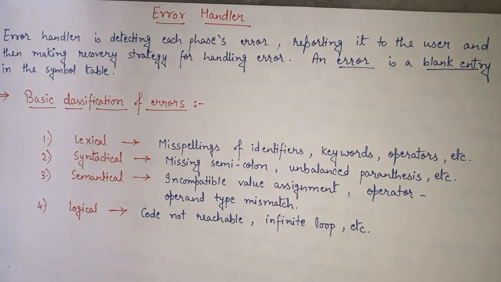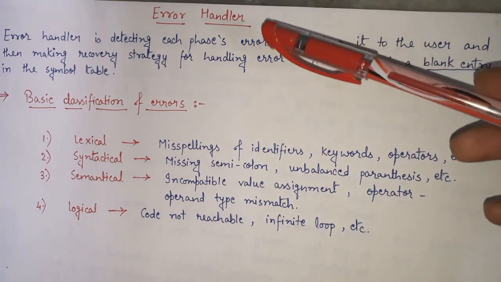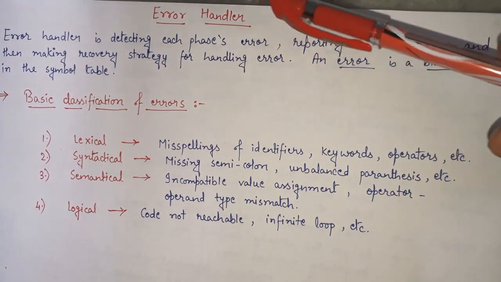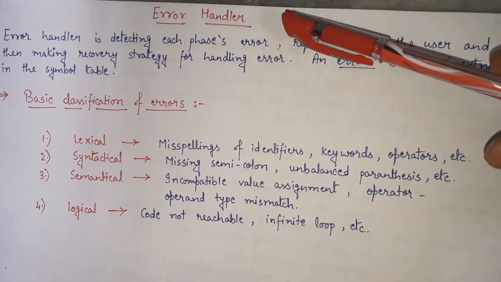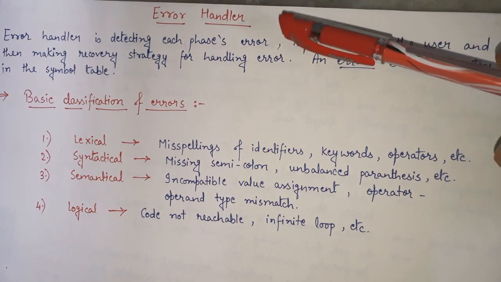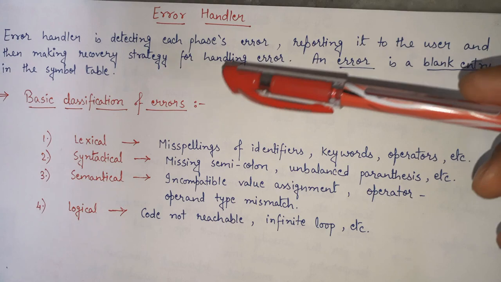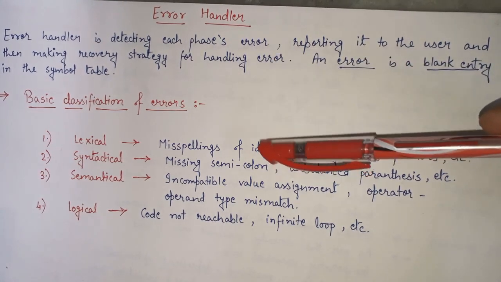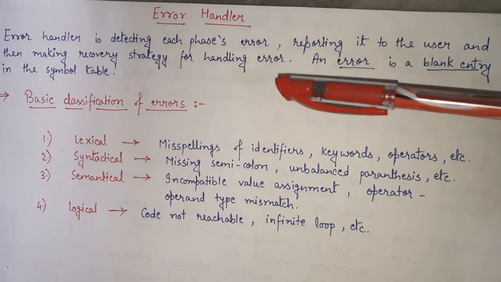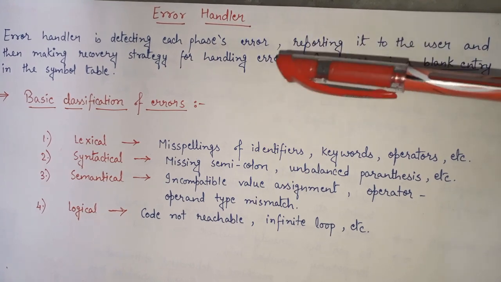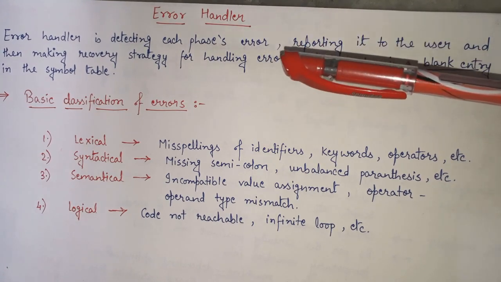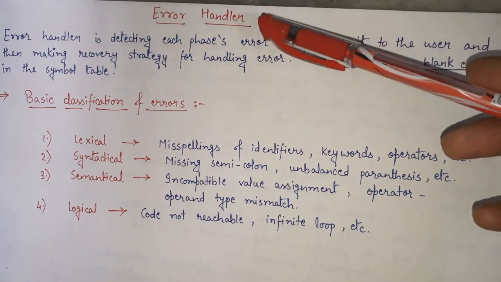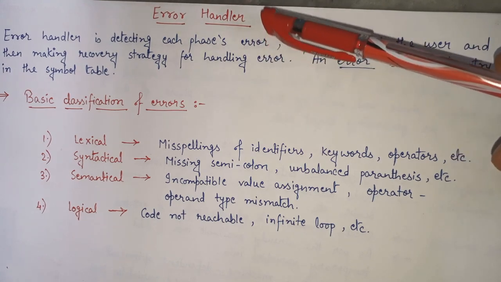Hello guys, as you know we have already discussed various phases of compiler. At that time I have also told you about two different components, that is error handler and symbol table manager. I have told you that these are the two components that are connected with all the phases of compiler. Now in the previous video I have already told you in detail what the symbol table manager is all about. Now in this particular video we are going to see the second component, that is error handler.